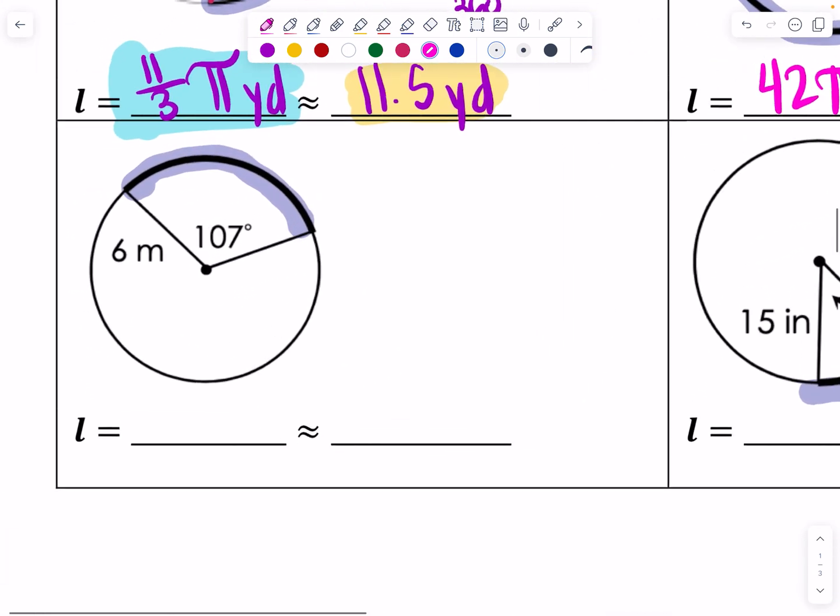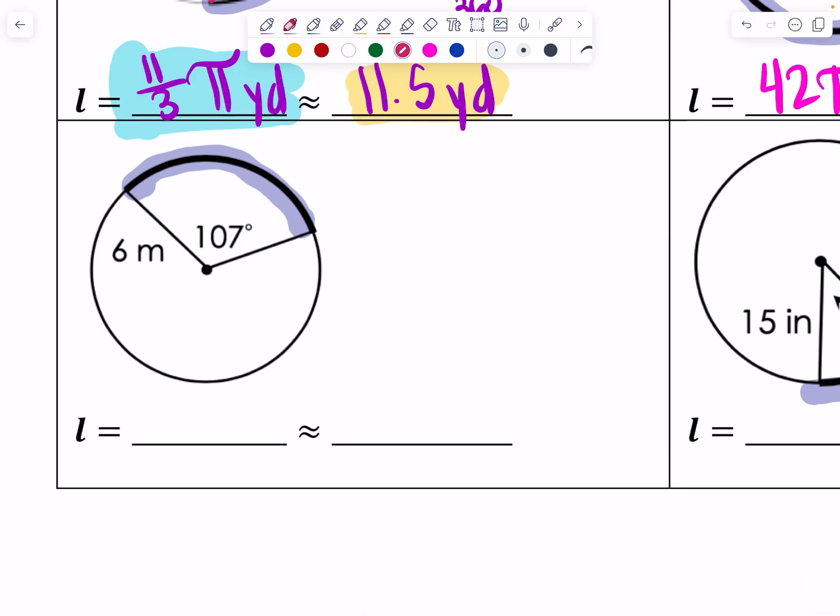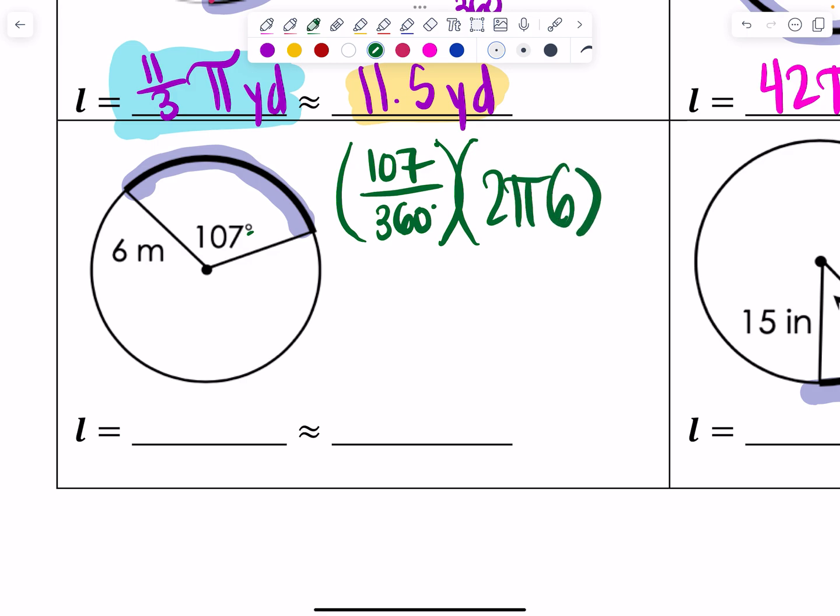Okay. This next one, we're working with how many degrees? The directions are the same. So I'm working with 107 out of 360 degrees. I always look for my degree symbol right there. Of the circumference, which is going to be 2 pi times 6. There's my radius. 107 times 2 times 6 gives me 1284 over 360 pi. So that divided by 360 gives me 3.56. Looks like it's repeating, but let me simplify that to a fraction.